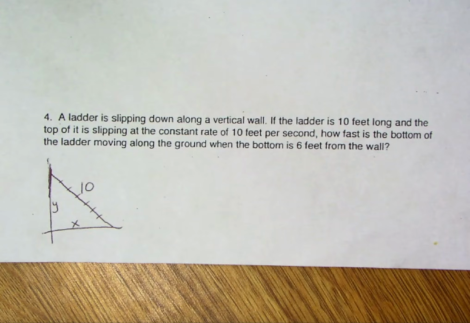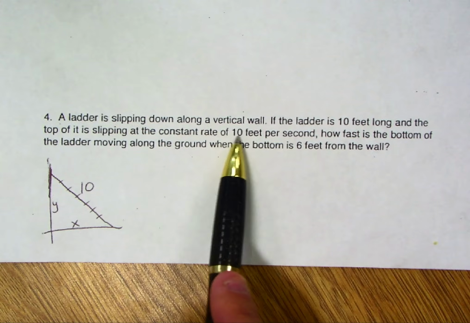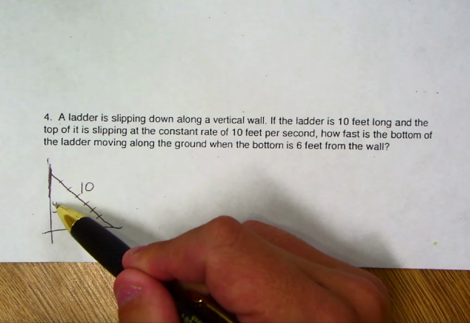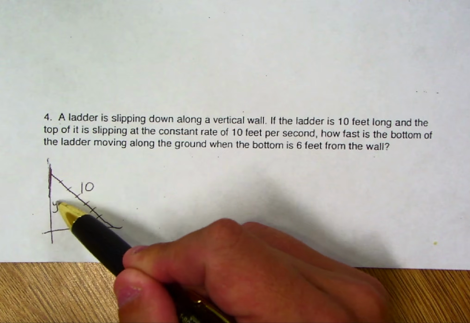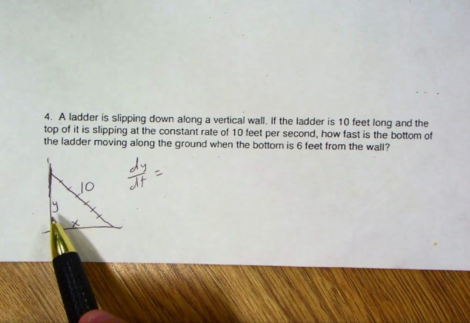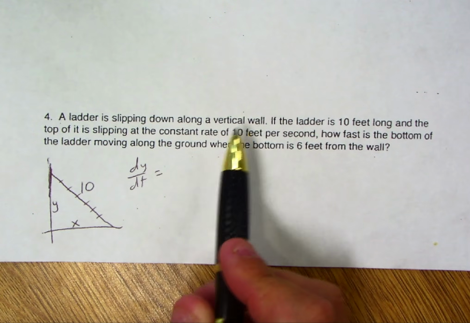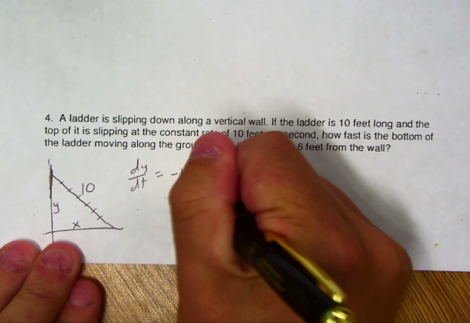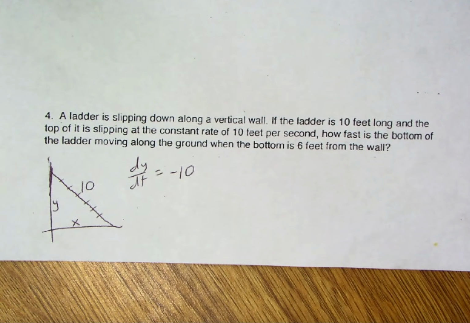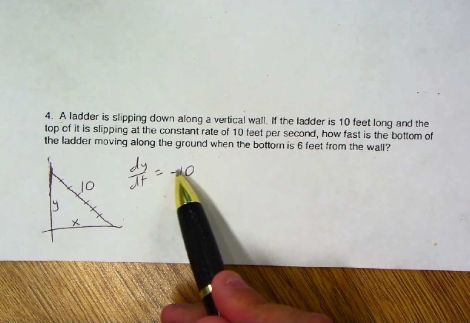Now I'm going to list my rates. It says the top is slipping down at a constant rate of 10 feet per second. Basically, this y distance is getting smaller. I know the rate of change of y, they tell me that, dy/dt. But since it's decreasing, the rate is negative, so it's going to be negative 10. This is something you need to be on the lookout for, because they're not going to tell you, hey guys, on this one, the rate's negative. But since we know this is getting smaller, we know that rate is going to be negative.